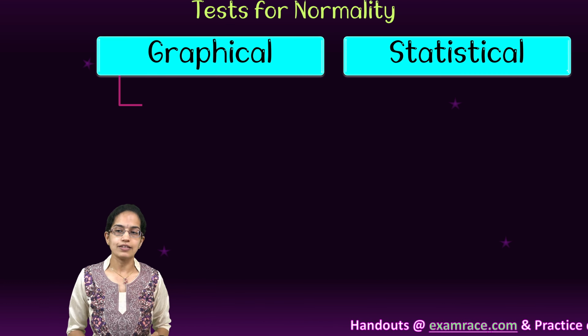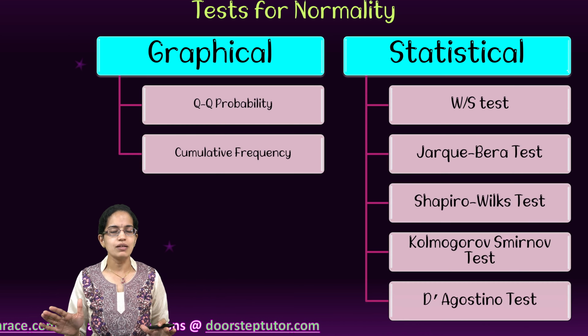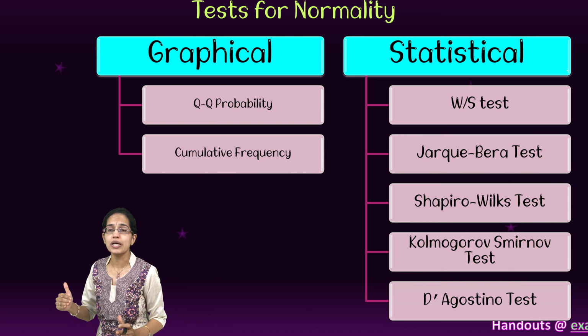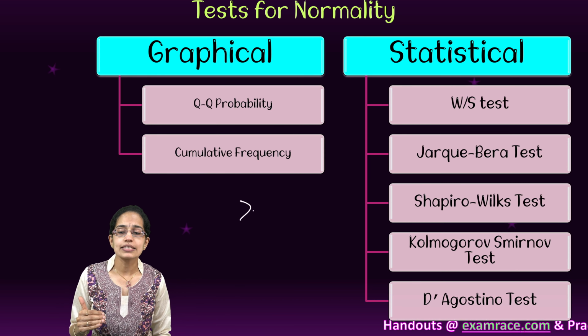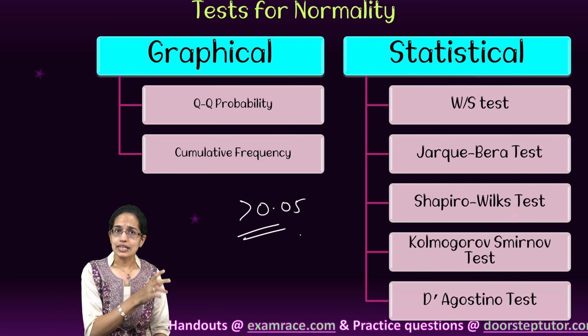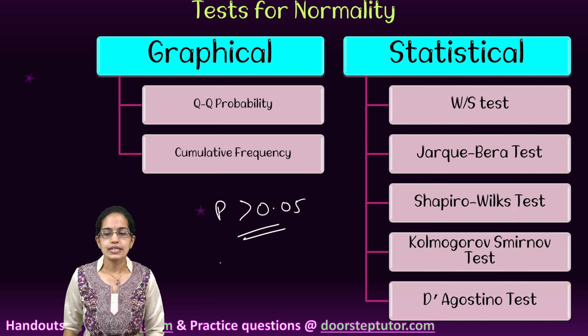Those are either graphical representation or statistical methods. Of course, as always, the graphical method is the simplest method that we always understand, and then we would go for the statistical method. Usually, if the probability is greater than 0.05, it indicates that the data is normal. However, if the probability is less than 0.05, it indicates that the data is not normal.